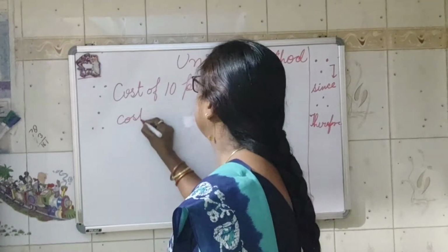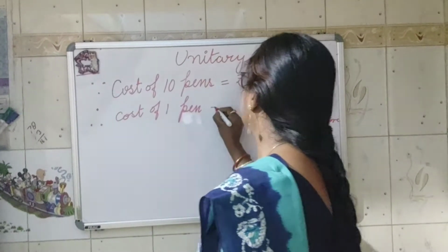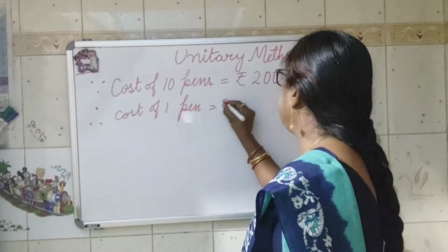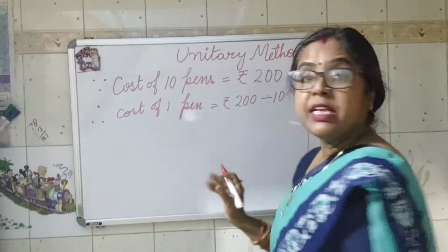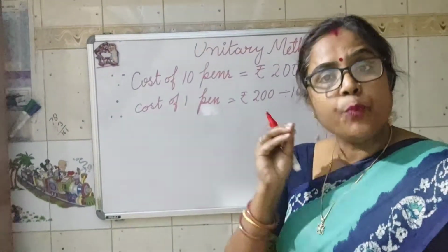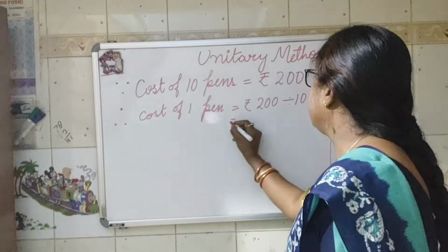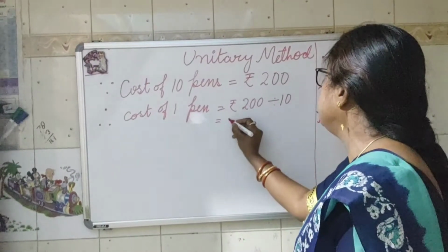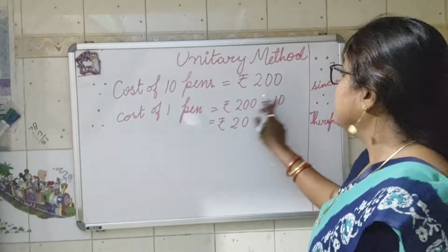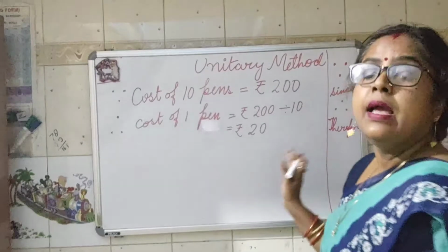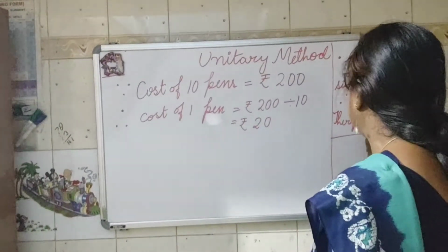cost of 1 pen is equal to rupees 200 divided by 10. And I am expecting that till now you have done good practice of multiplication and division, so you can do it mentally. So cost of 1 pen will be rupees 20. 20 tens are 200. We know this directly. In case you are not comfortable, follow the same pattern: make a rough column and divide on the side.